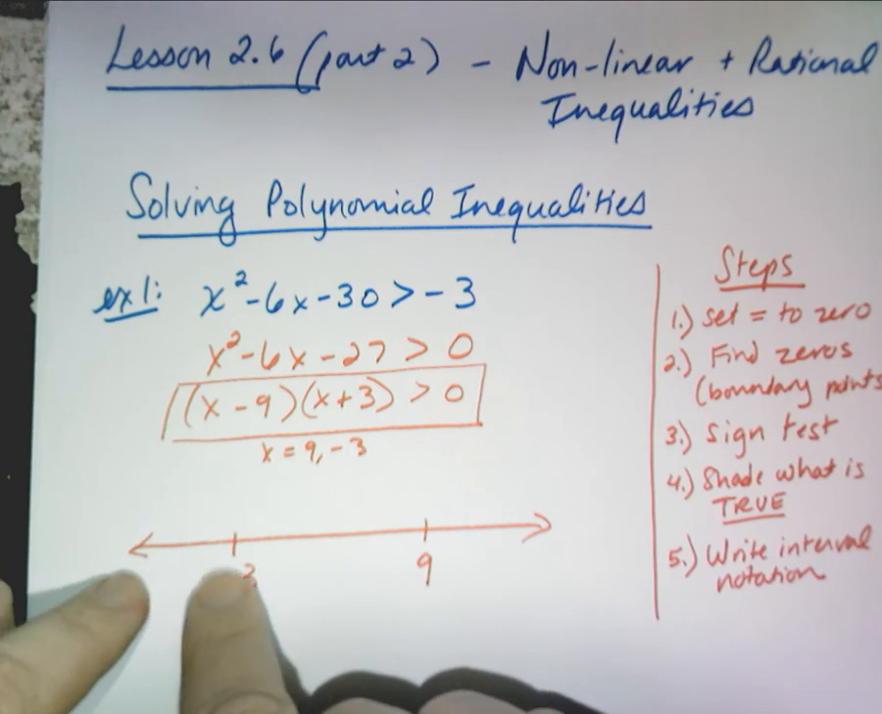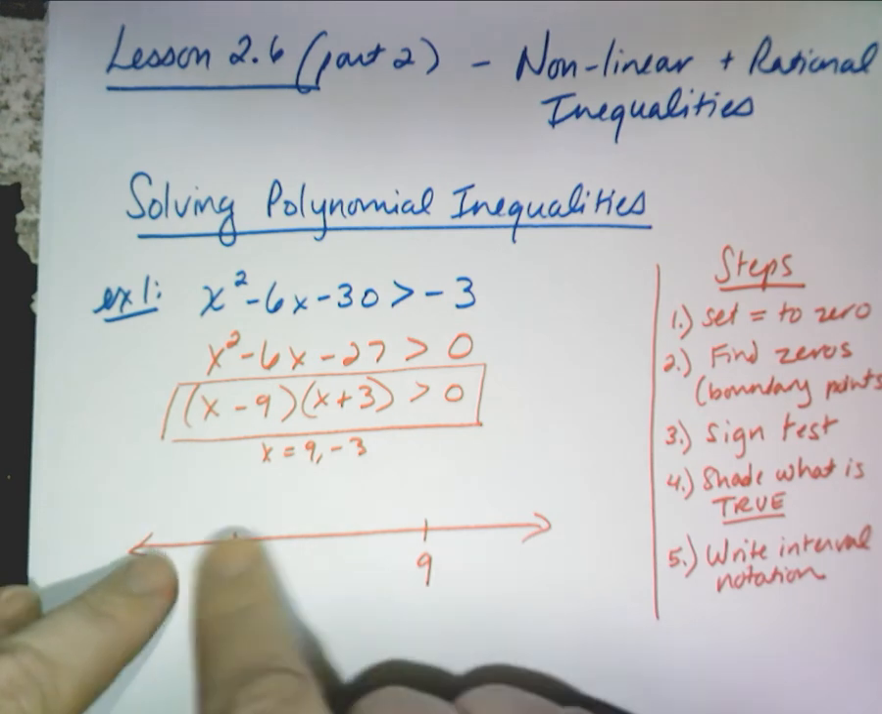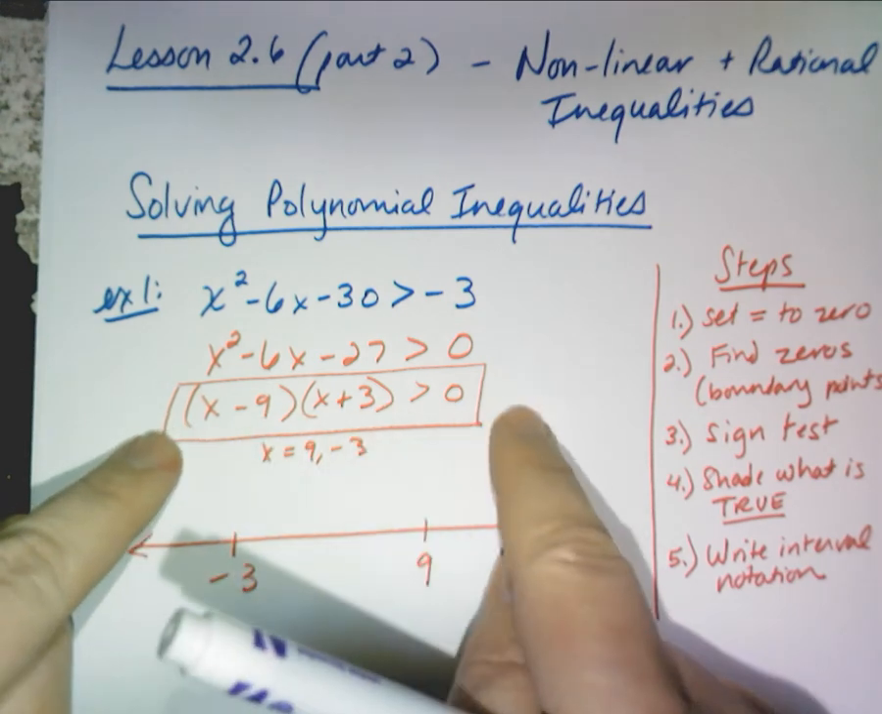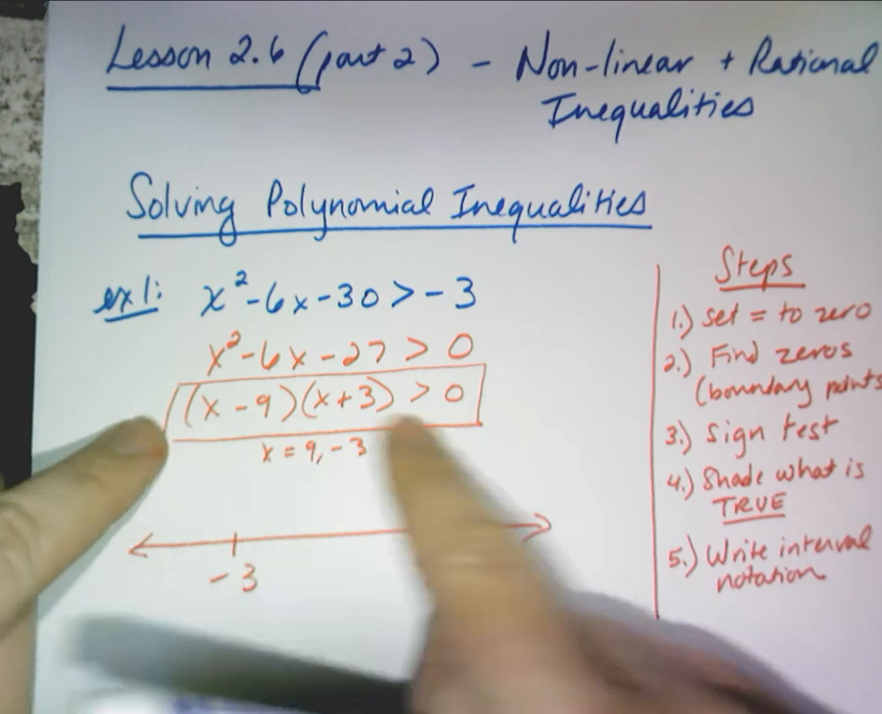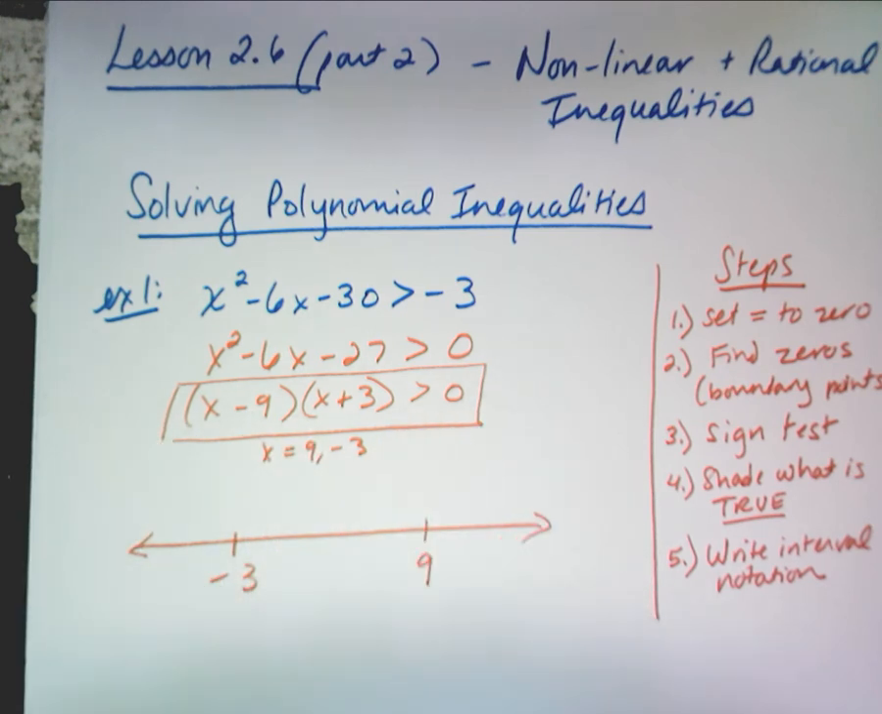So we need to figure out where the x's can be true to this statement. What x's will make this statement true? There's several of them. Again, we're talking about inequalities here, so there could be tons of x's. 10 could work, 11 could work, negative 20 could work. We don't know. So how do we figure this out? Well, you do the Sign Test.